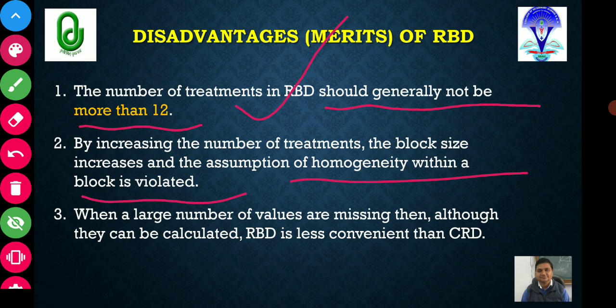So once you are increasing the number of treatments, the block number will be increased and the assumption of homogeneity will get violated. Then again, when a large number of values are missing, although it can be calculated, RBD is less convenient than CRD. So when values are missing, you have to think, because RBD will not be of much use when many of the values are missing, particularly in animal experiments. In animal experiments, many a times you will see that values are missing due to one or another reason.